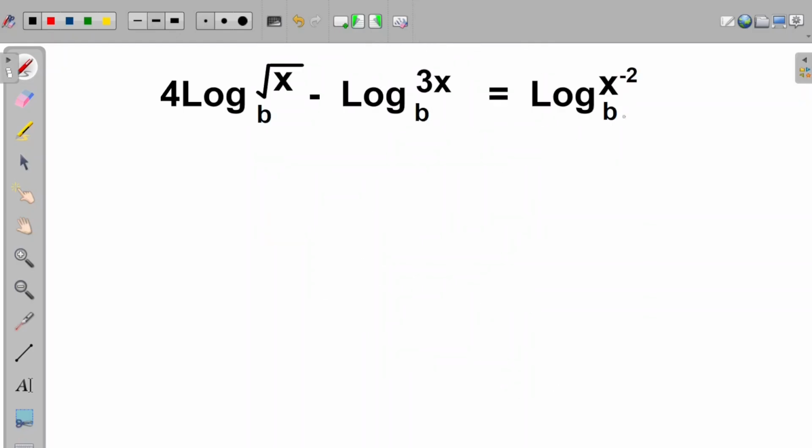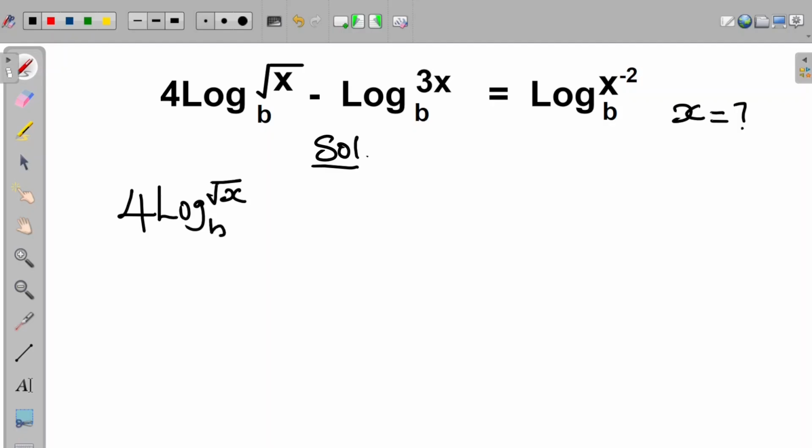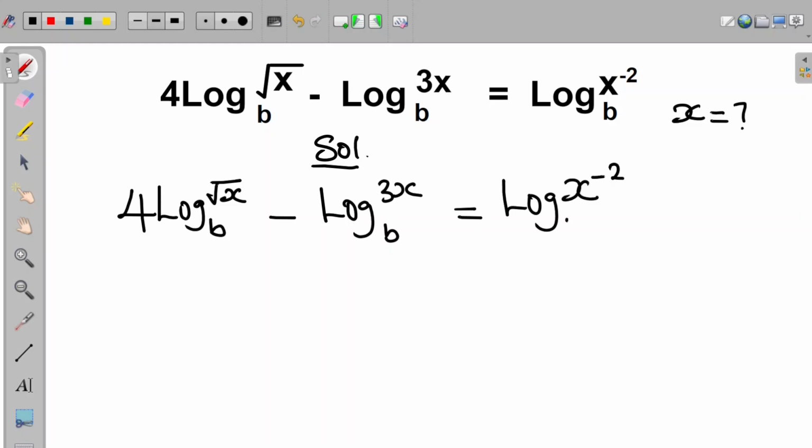We're asked to find the value of x for this logarithmic equation, given that 4 log root of x to base b minus log 3x to base b equal to log x raised to the power negative 2 to base b. So the question is 4 log root of x to base b minus log 3x to base b equal to log x raised to the power of negative 2 to base b.